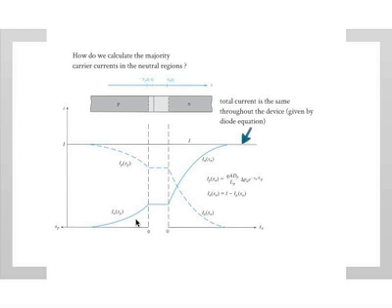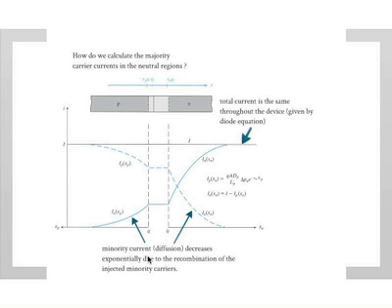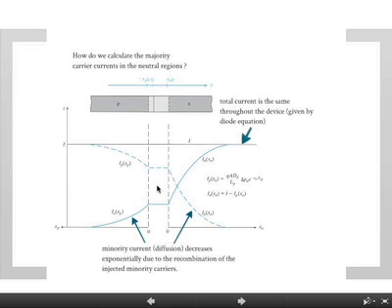So let's go through it. The total current is the same throughout the device, given by the diode equation, so it doesn't vary across position. This X represents the position across this P plus N junction in this particular case. The minority carrier diffusion current decreases exponentially due to recombination of injected minority carriers. Let's point out the two curves here: the dashed line is the whole current, and the solid line is the electron current.